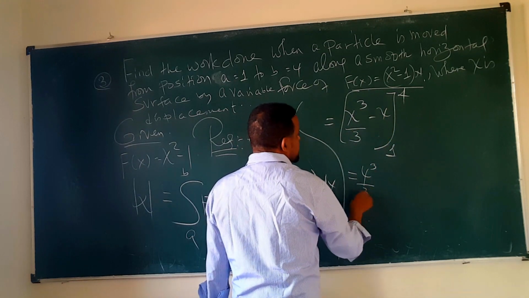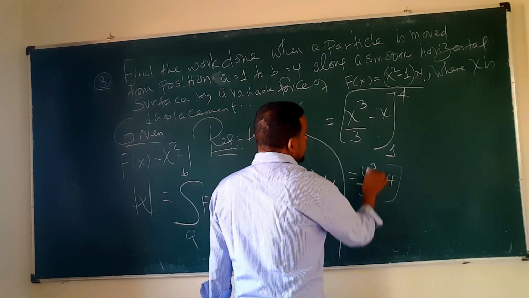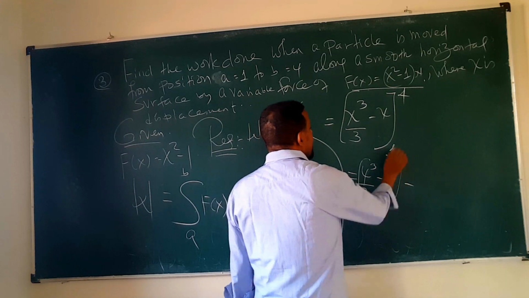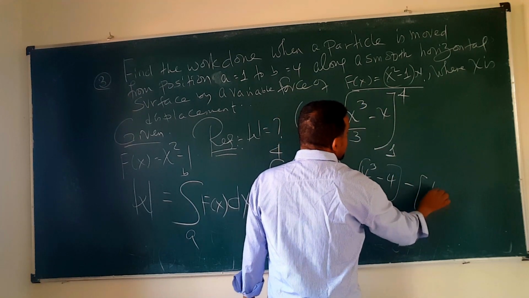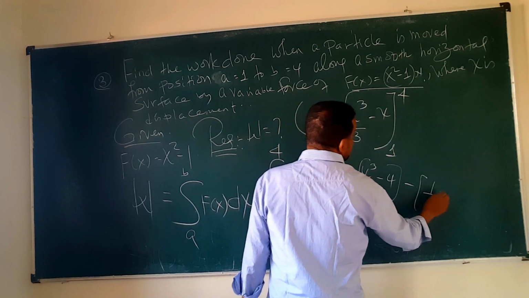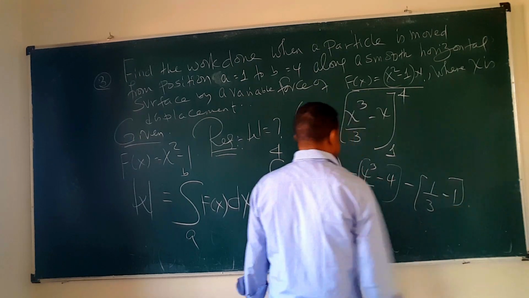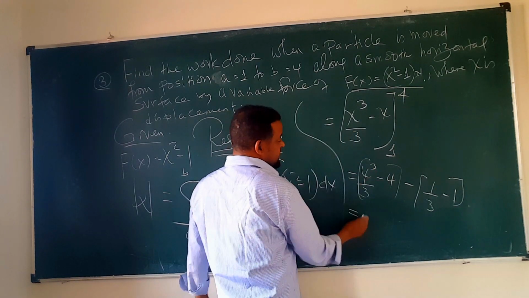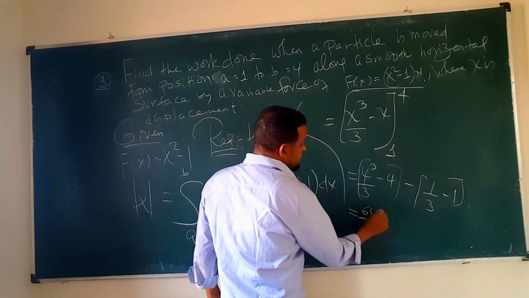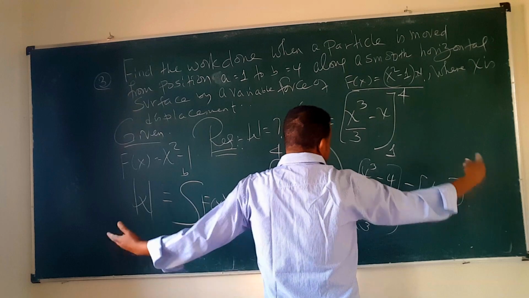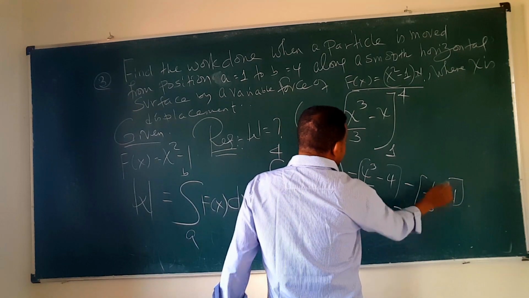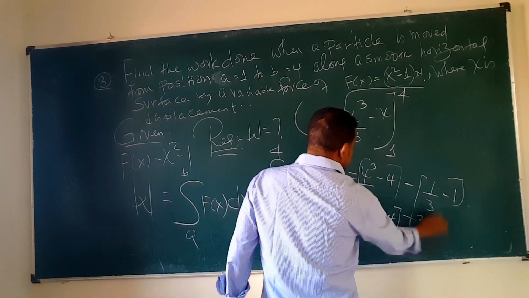4 cubed over 3 minus 4, of course. Then minus, then you insert 1. 1 cubed, which is 1 over 3, minus 1. So 4 cubed over 3 is 64 over 3 minus 4. Then 1 over 3 minus 1 is negative 2 over 3. Negative times negative is positive 2 over 3.